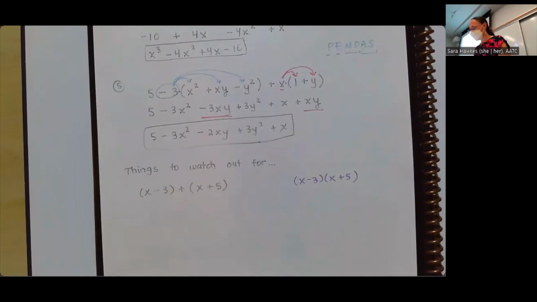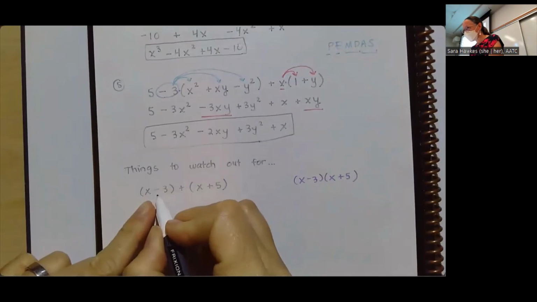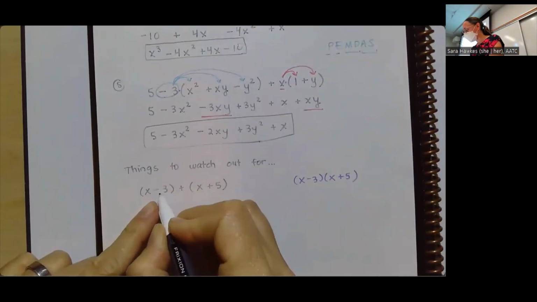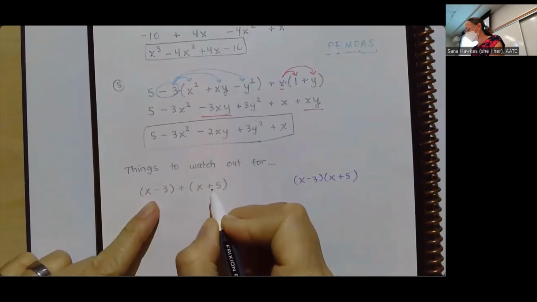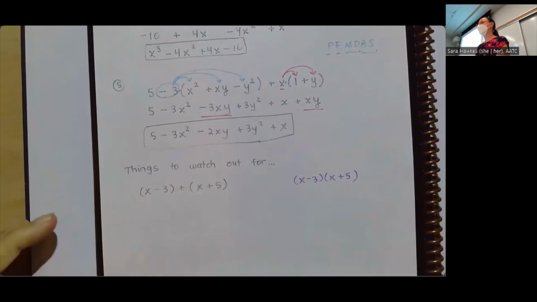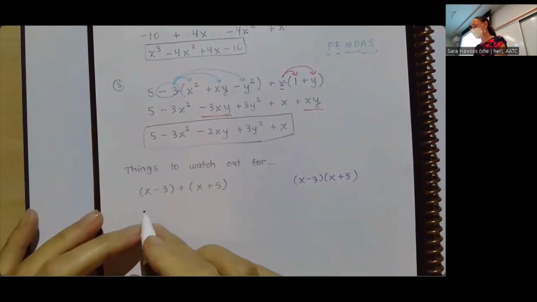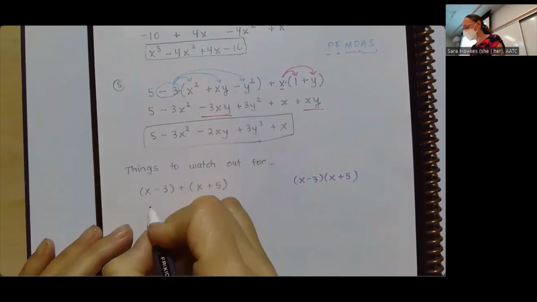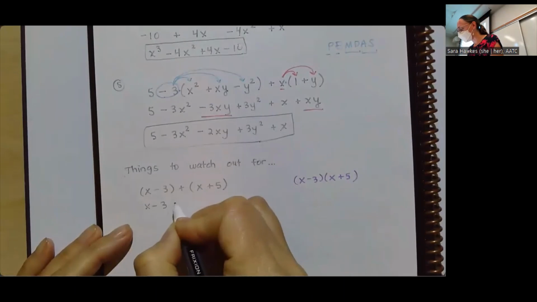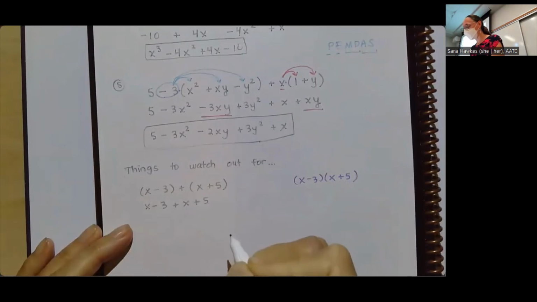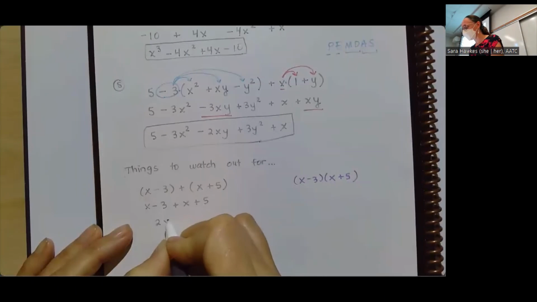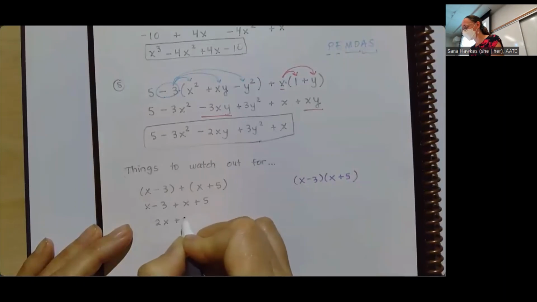This, I can't combine anything in the parentheses. I don't have exponents. I don't have any multiplication. This just says x minus 3 plus another x plus a 5. And if I combine like terms, that's 2x plus 2.